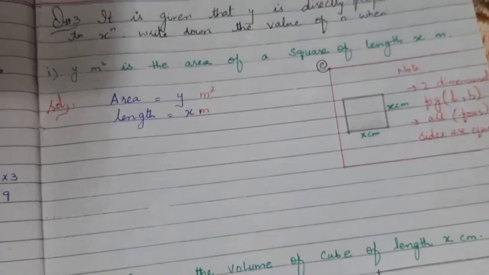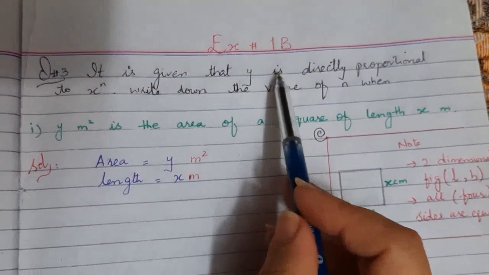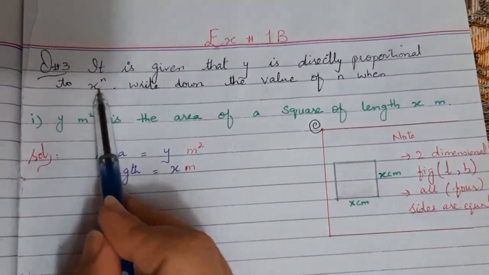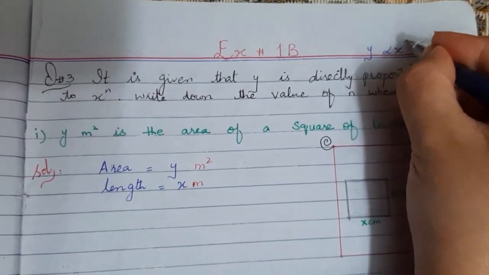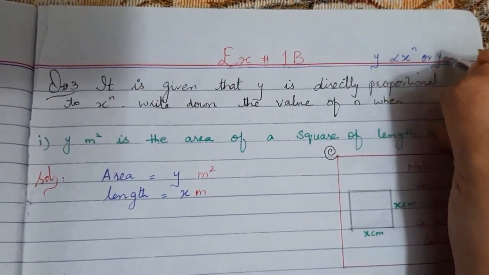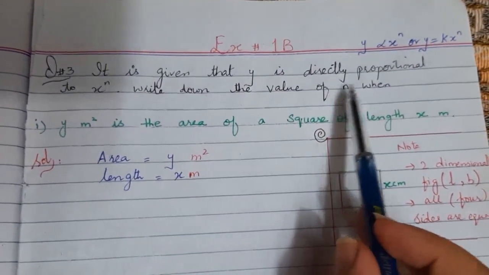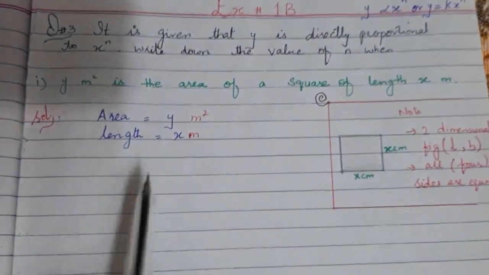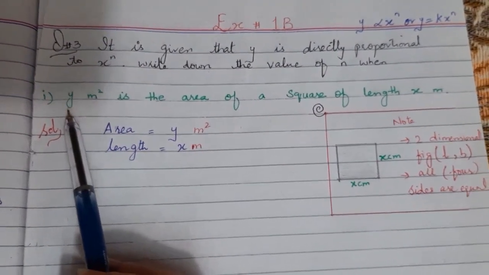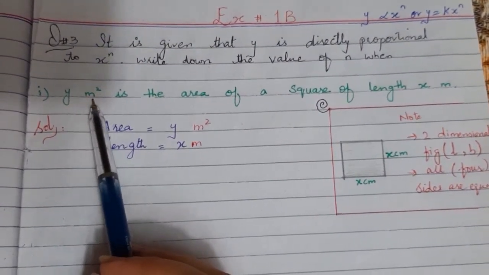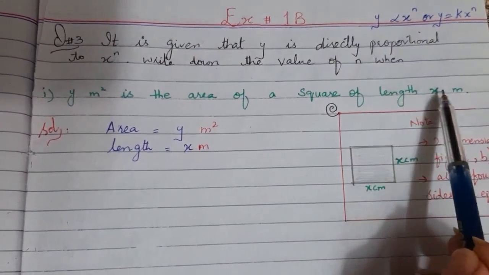Now we are going to solve Exercise 1B, question number 3, which says it is given that y is directly proportional to x to the power n, which means that y is equals to kx to the power n. Write down the value of n. We have to find the value of n. In the first part, you can see that y meter square is the area of a square of length x meter.